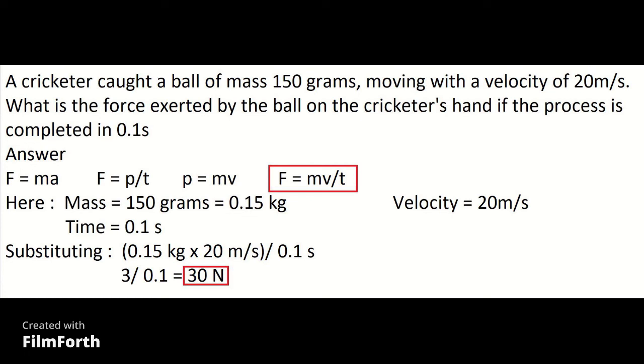Substituting it in the equation gives force equals 0.15 kg times 20 meter per second by 0.1 second. 0.15 times 20 is 3 kg meter per second. Now 3 by 0.1 is 30. 30 kg meter per second squared, which is nothing but 30 Newton. The force is 30 Newton. That was brilliant. Good job.